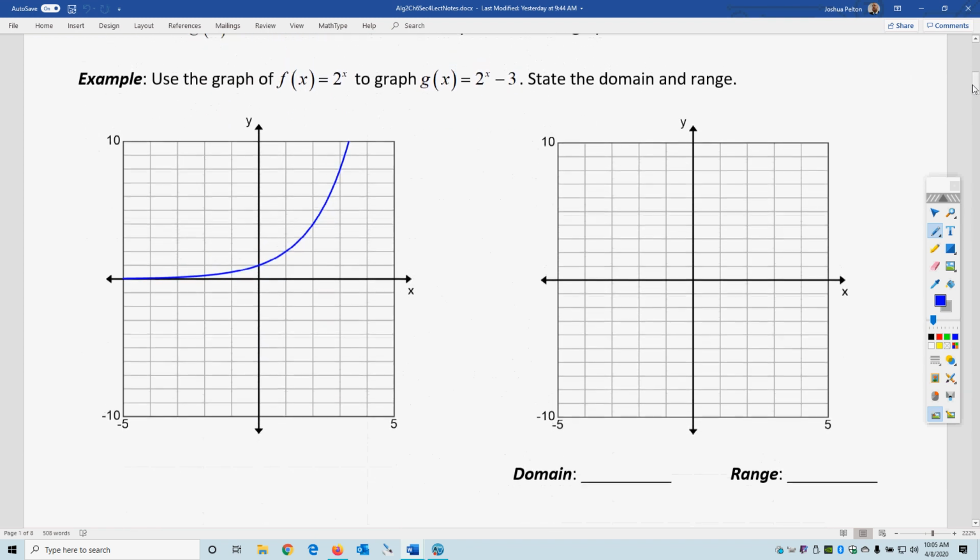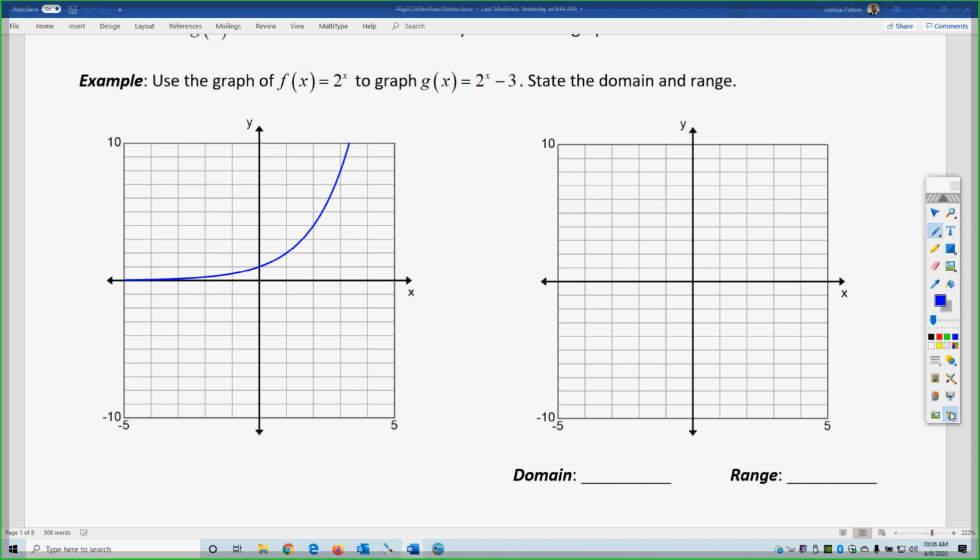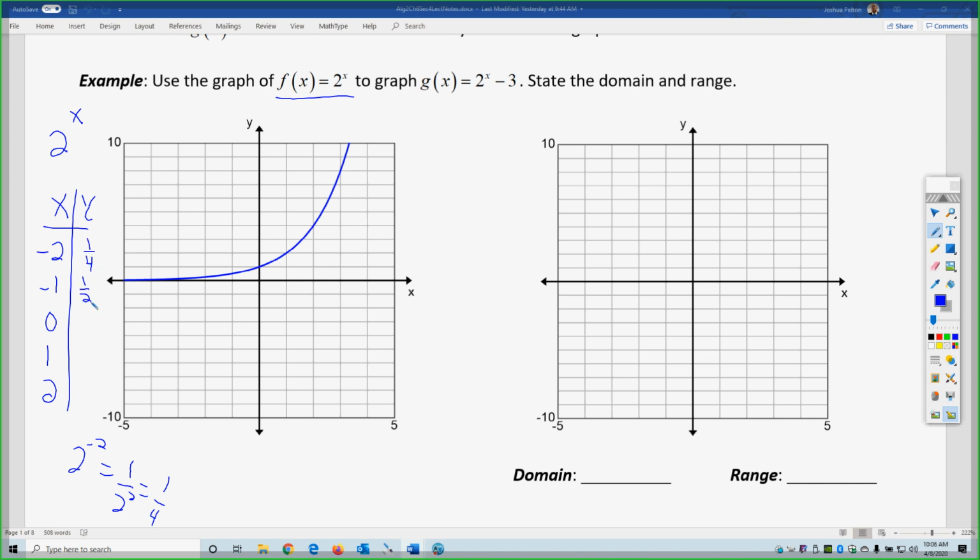Okay, so let's do this here. So the parent of 2 is 2 to the x here. So 2 to the x power is our parent. So we did an xy table, -2, -1, 0, 1, 2. 2 to the -2 is 1 over 2 to the second, which is 1/4. So you get 1/4, 1/2, anything to the 0 power is 1, 2, then 4.